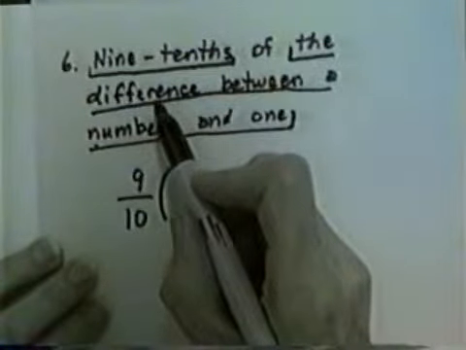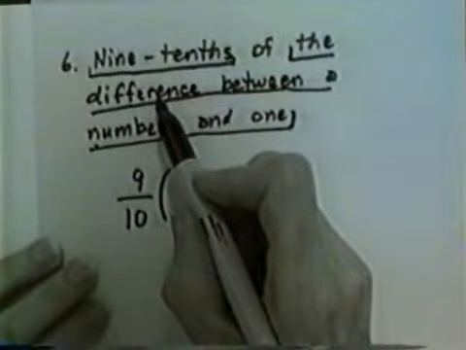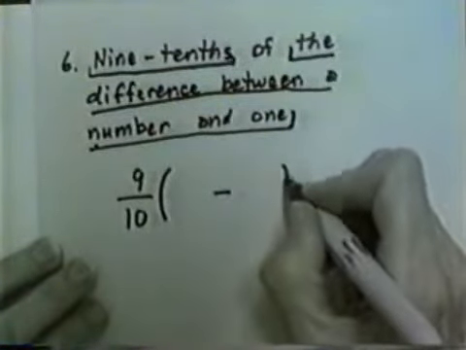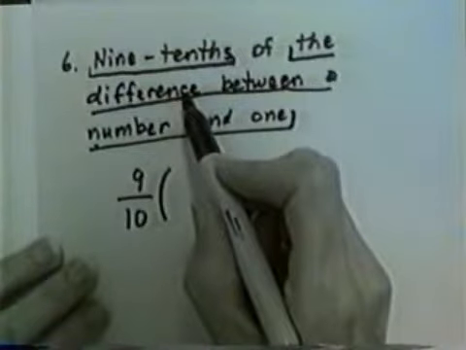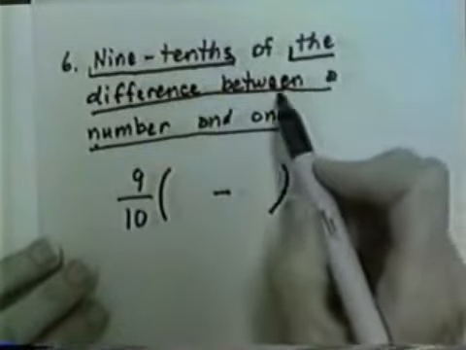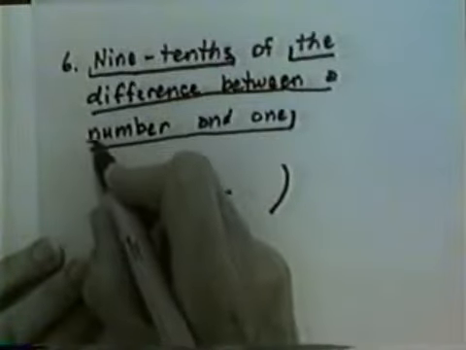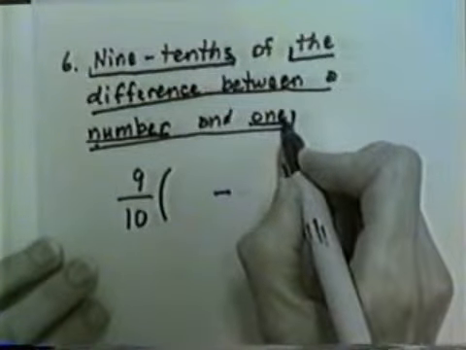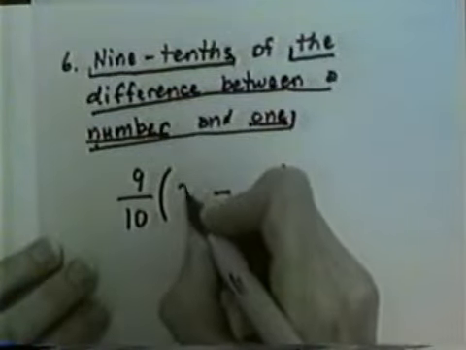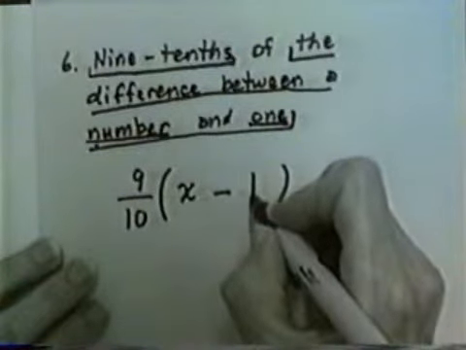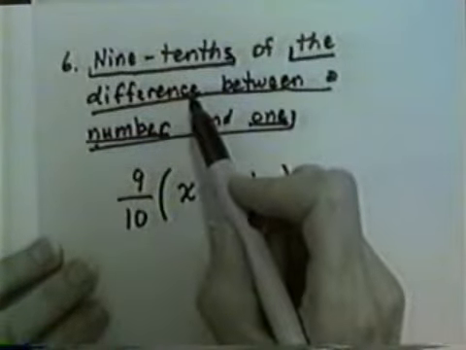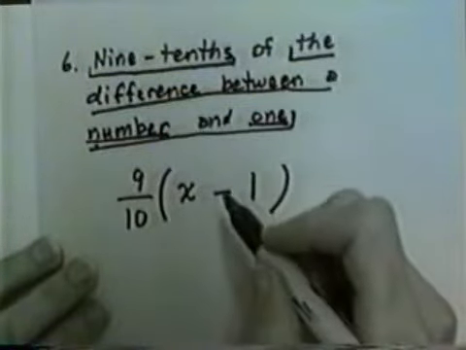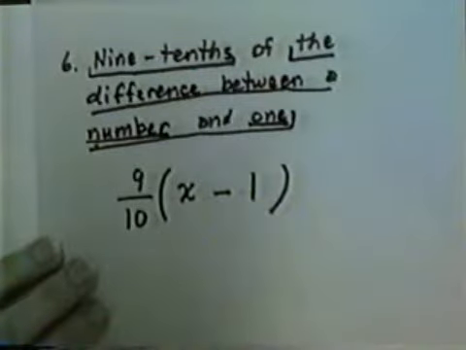Our next key word is difference. Difference tells us we are subtracting. In that subtraction, we're taking the difference between a number and 1. The number we'll call x, 1 is written second. Remember that difference, meaning subtract, keeps the same order it had in the words, so we write x subtract 1.